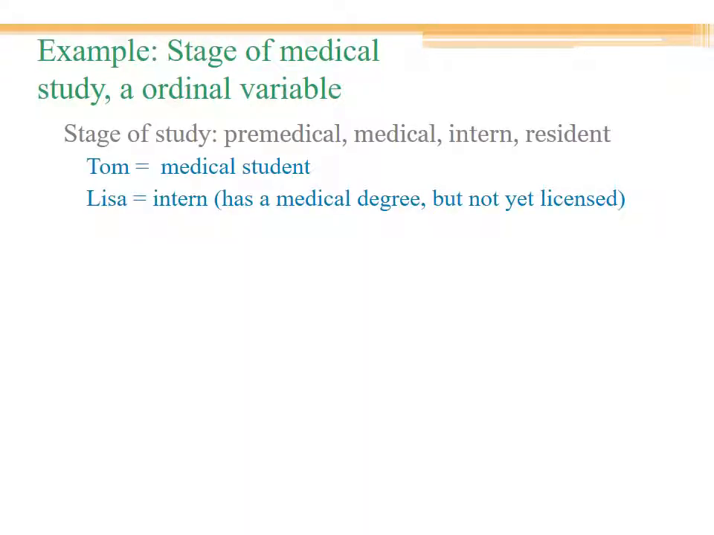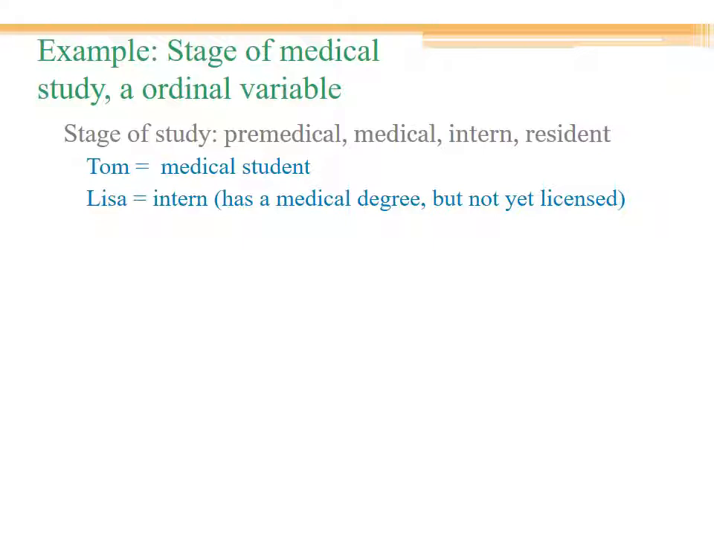Now let's look at the next variable, stage of medical study. So the different stages that a student wishing to become a doctor goes through include pre-medical student, medical student, intern, and resident. So this is an ordinal scale variable because there's a rank order. You go from lower to higher. So what can we infer from this variable?